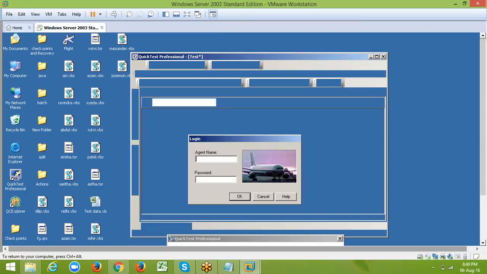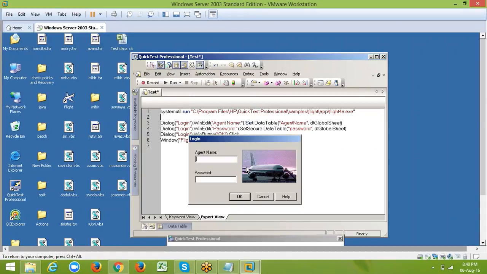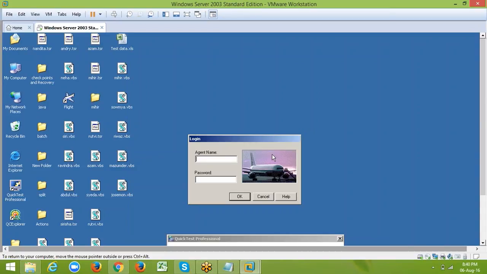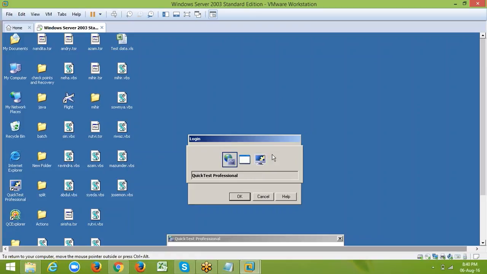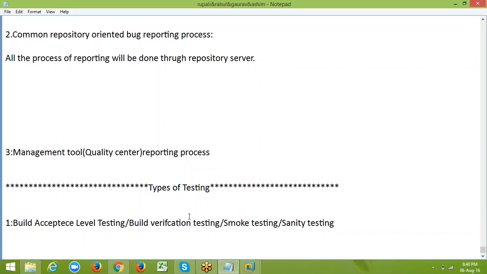After that, we are going to test the basic functionality of an application. That is what we call build verification testing, sanity and smoke testing. So we are checking the basic functionality of the application, that we are calling build verification, smoke and sanity testing.